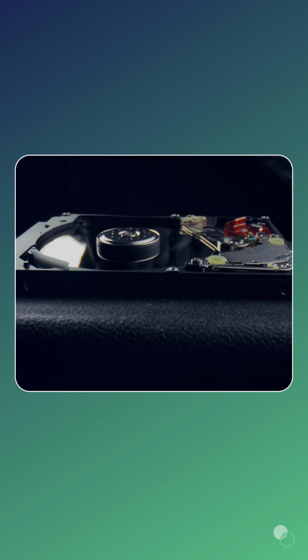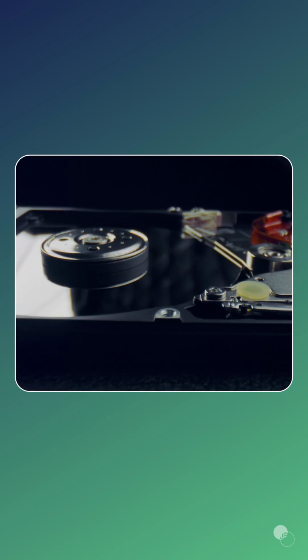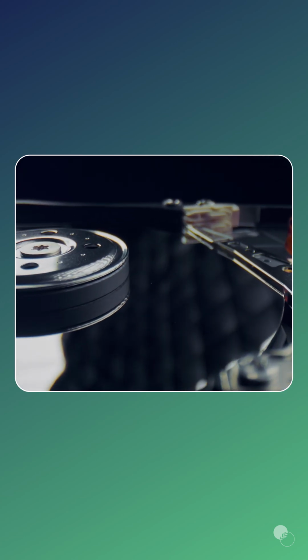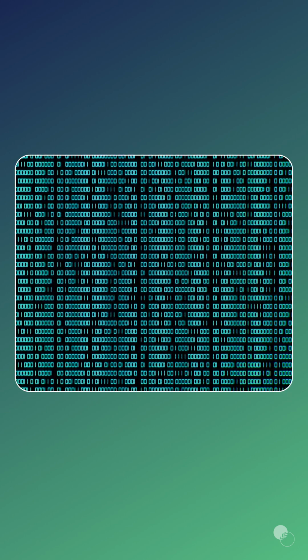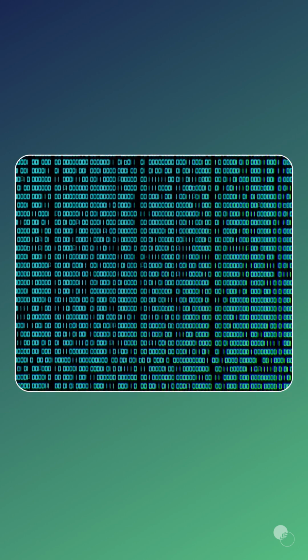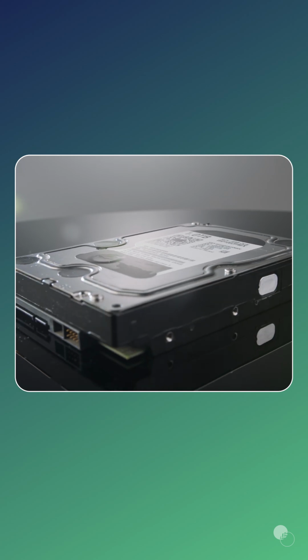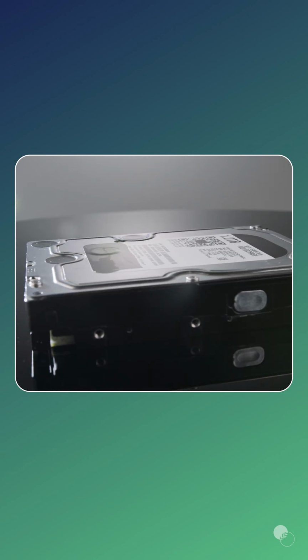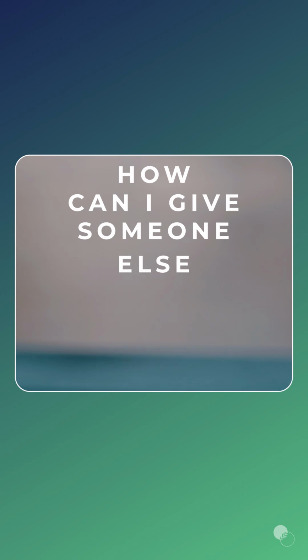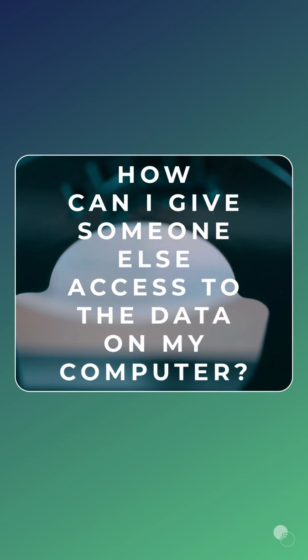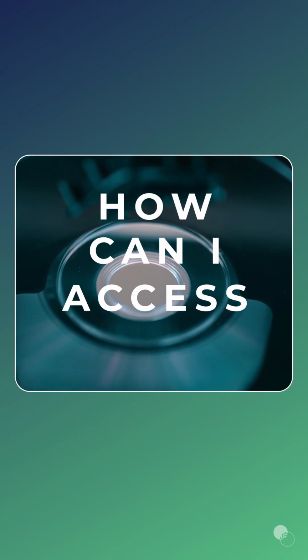First, we need to talk about how computers store all this data so it can be accessed. We have all this information converted into binary data now, but we need to be able to store it somewhere where we can access it easily. Which, once that's achieved, then leads to the next question of how can I give someone else access to the data on my computer if they need it? And how can I access theirs?